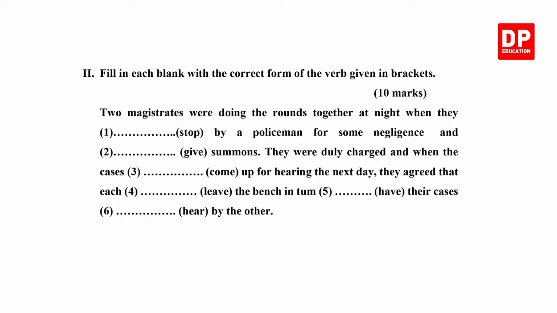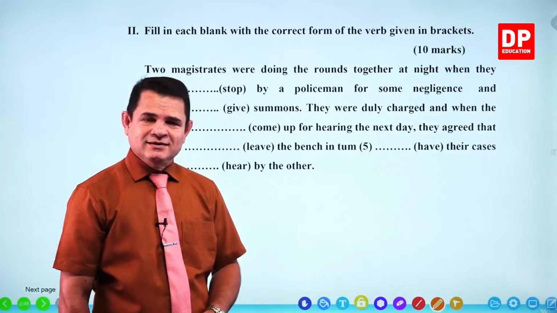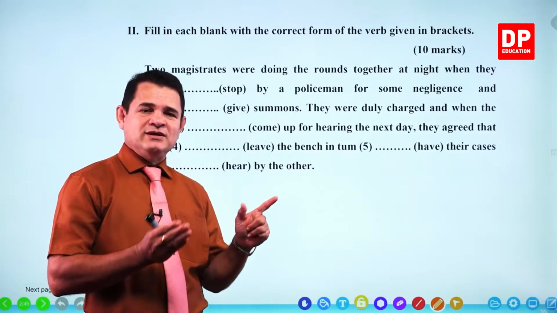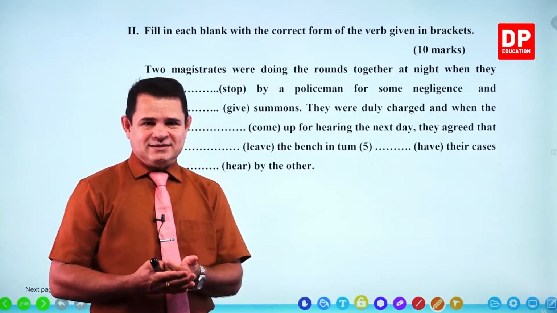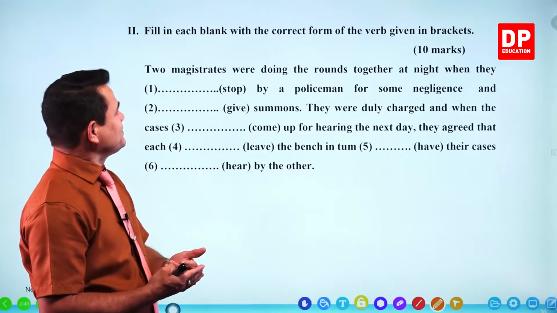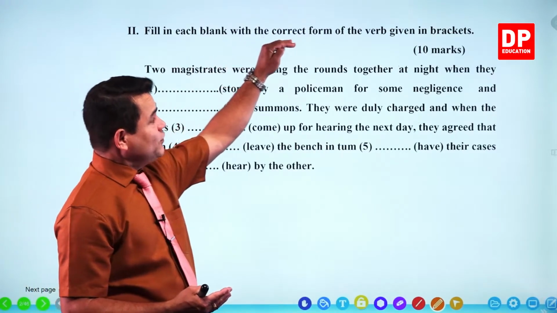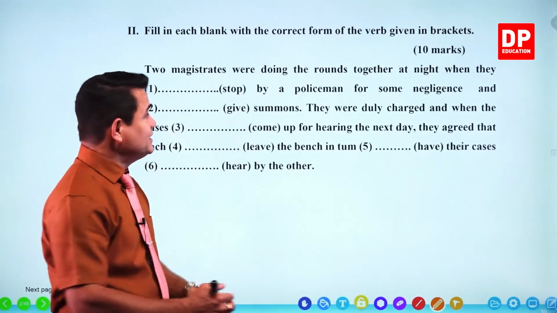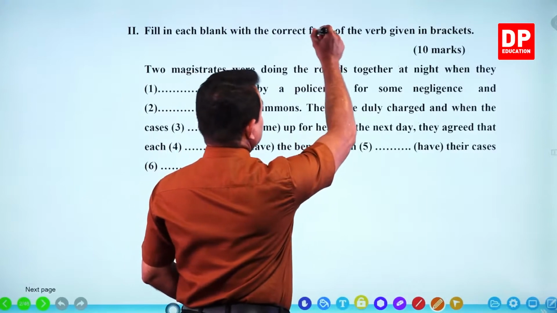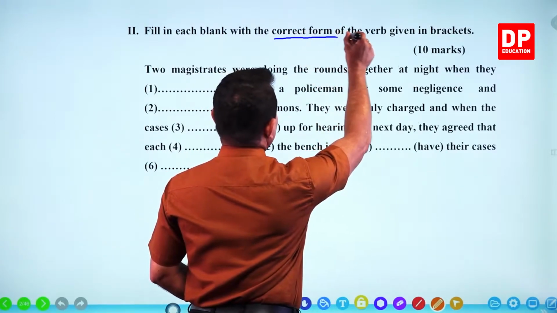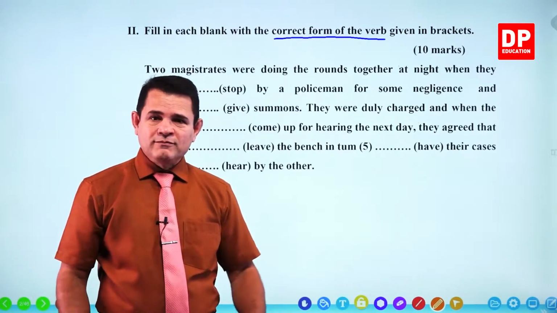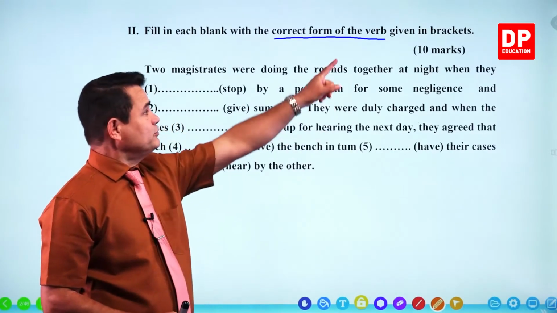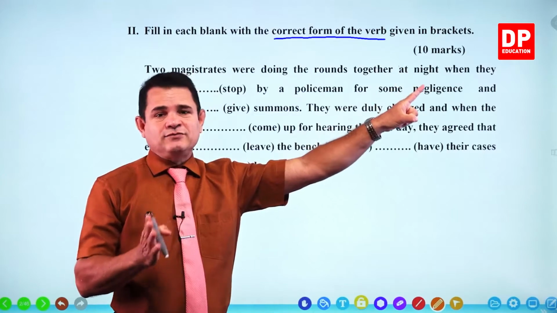Fill in each blank with the correct form of the verb given in brackets. So it's also similar to the previous one. අපි දැන් කලින් කරා වගේ එකම fill in the blanks තියෙන්නේ. With the correct form of the verb. But here බලන්න. ඉස්සෙල්ල තිබුණේ preposition. Here you have to use the correct form of the verb. Correct form means so you have to use verbs its correct form.